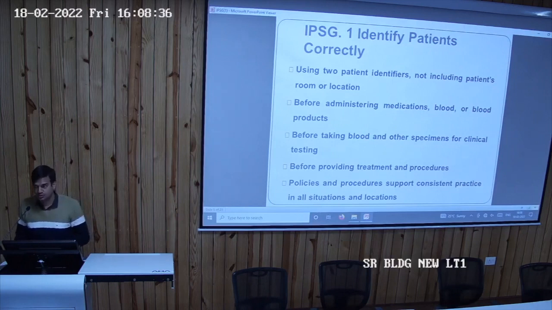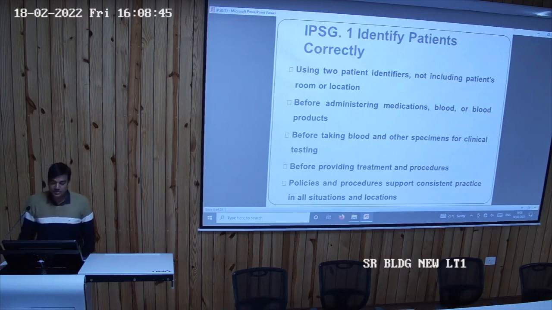You are supposed to ensure that it is the same patient before administering medications, blood or blood products, before taking blood and other specimens for clinical testing. So when you go to a patient, don't assume that this is Mr. XYZ. Just ask them their name and check their UHID from their case sheet. Before providing treatment and procedures, policies and procedures support consistent practice in all situations and locations.